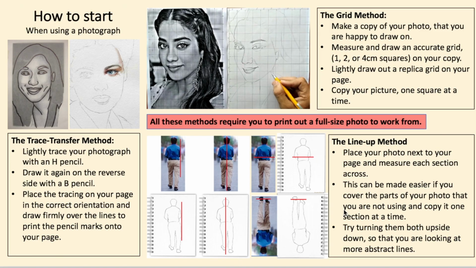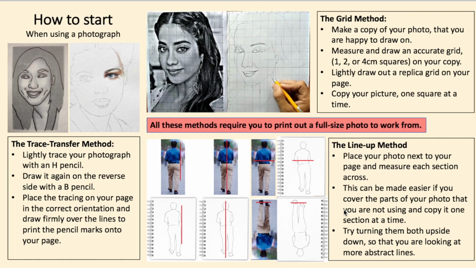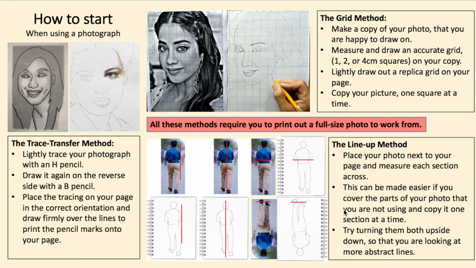If you are going to work from a photograph and you want to be very, very accurate with your picture, you can try using one of these methods. In all these methods, you need to print out a full-size photo of your subject to work from. The picture that you print out is going to be the same size as your portrait. Once you have your photocopy or your printout, you can try out one of these methods.